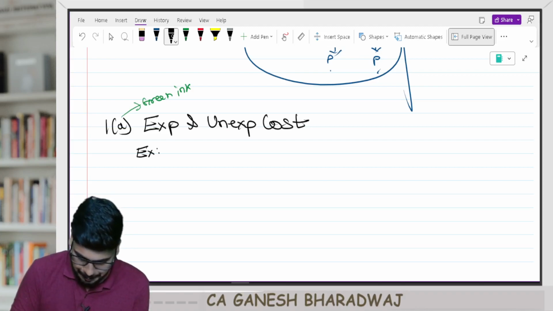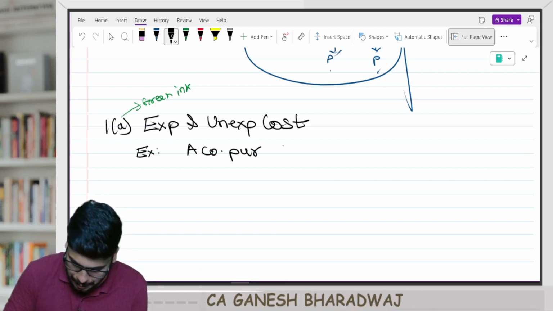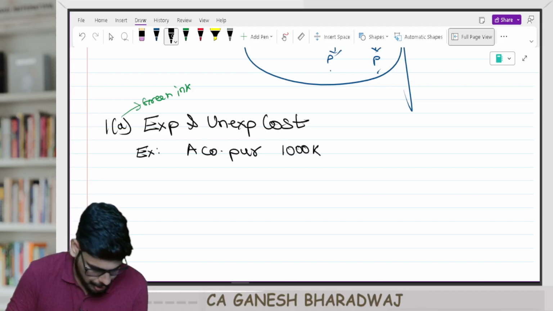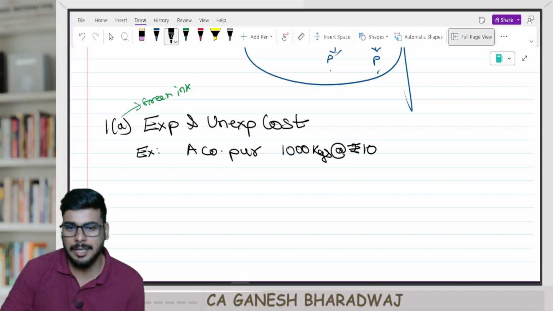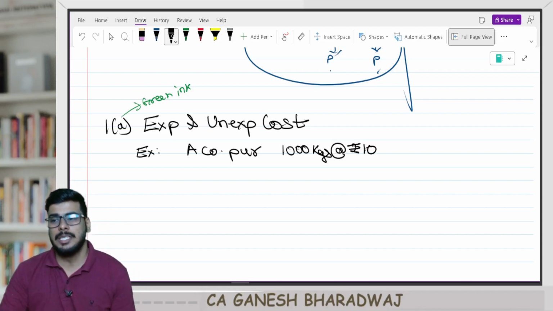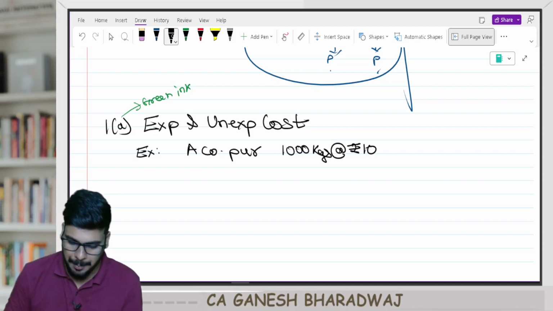Let us say a company purchases 1000 kgs at the rate of rupees 10. Guys, write down quickly. Come on. See, we have to cover a lot of things. Pick up the pace. You need to pick up the pace, right?